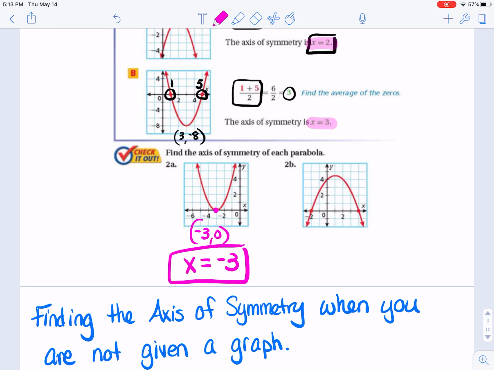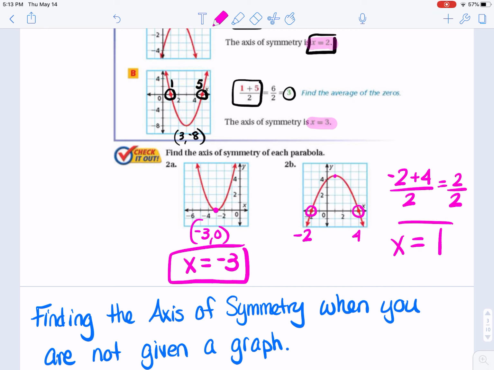In 2b, once again, they don't give me the exact vertex. It kind of looks like it'd be at 1, maybe 4.5. But again, I'm not going to go on eyesight. I'm not going to make any assumptions. I'm going to find the average of these 2 points. The one on the left is at negative 2. The one on the right is at 4. So I'm going to add negative 2 plus 4. Divide that by 2. 2 divided by 2 is 1.